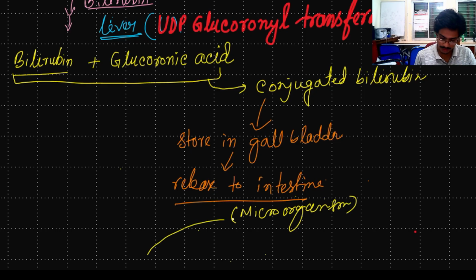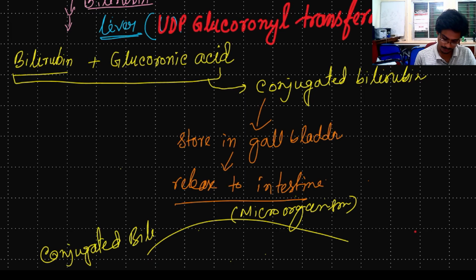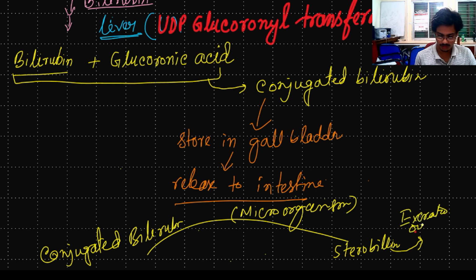So this converted the conjugated bilirubin to stercobilin, and in that stercobilin form it gets excreted out. So that is the complete destruction, and how the iron gets recycled, that we will discuss in the next slide.